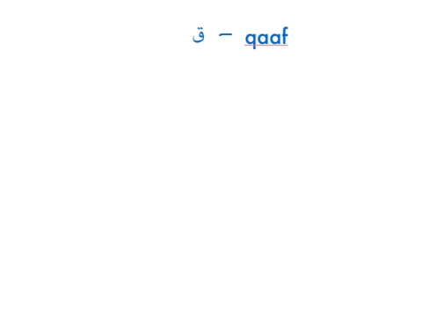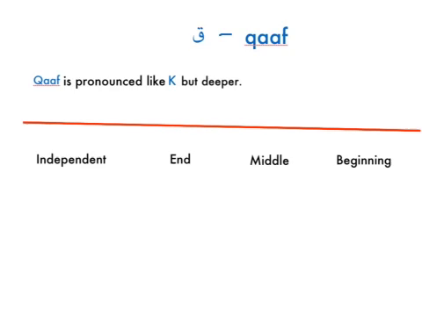Letter qaaf. The letter qaaf is pronounced like K in English, but it is deeper in the throat. Its basic shape is similar to the letter fa, but when it's connected to another letter, it's exactly like letter fa, but there are two dots on top instead of one.